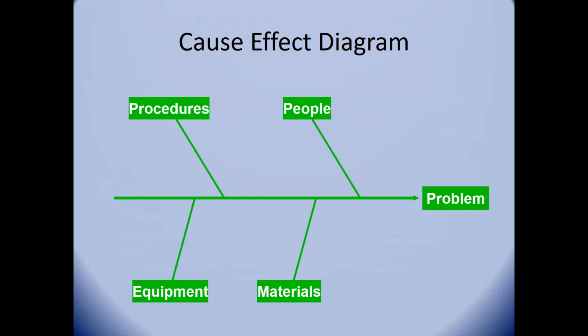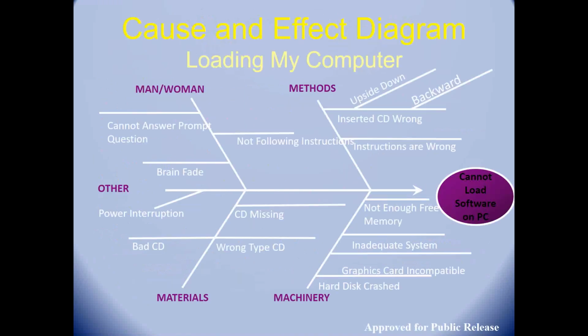And again, on each part of this cause and effect diagram, we can list things underneath each one of these that may track down where the real problem is, where the root cause is. So if we look at this one, we have a problem here. It says cannot load software on the PC. So it says here, our first one in methods, that they put the CD in upside down where the instruction's wrong. Was there any human errors? Cannot answer prompt question. Was there brain failure? There's some common ones here.